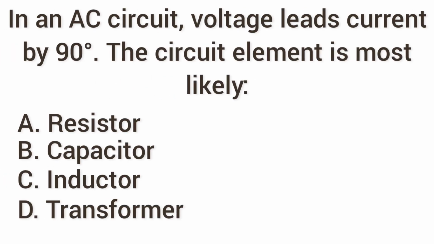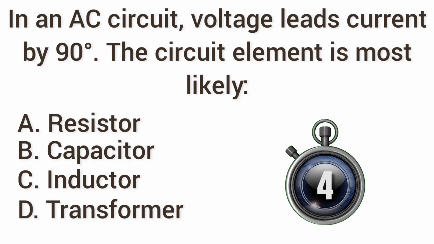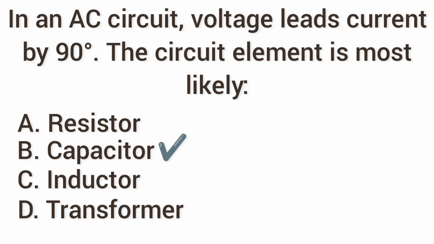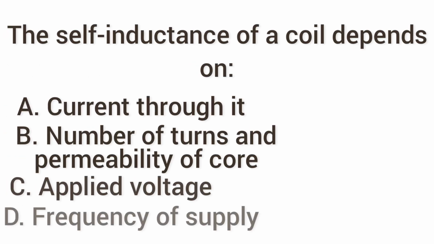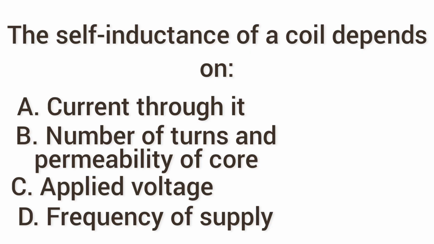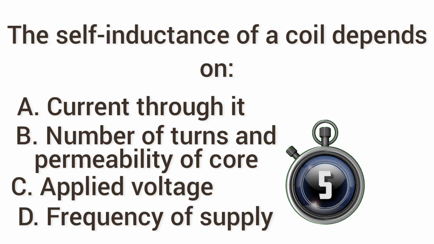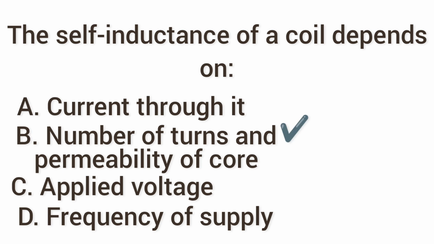In an AC circuit, voltage leads current by 90 degrees. The circuit element is most likely. Right option is B, capacitor. The self-inductance of a coil depends on. Right option is B, number of turns and permeability of core.